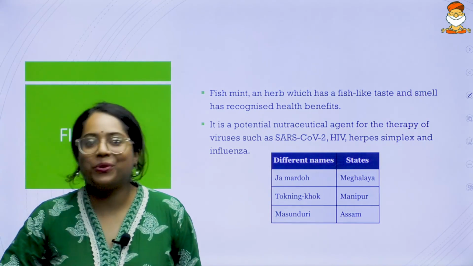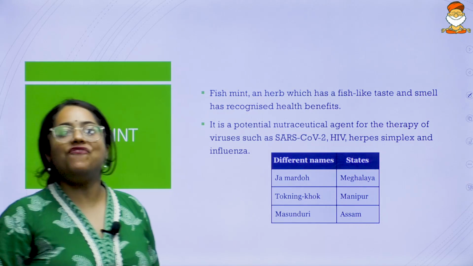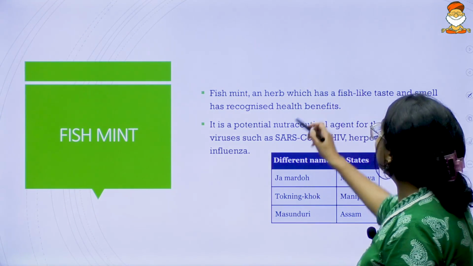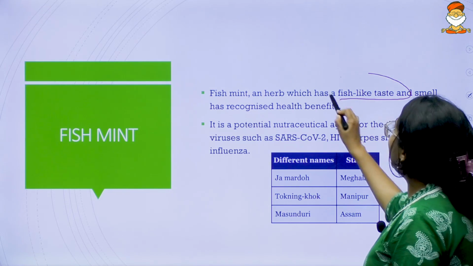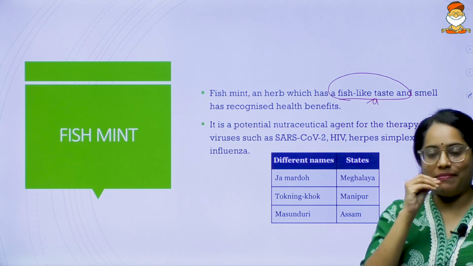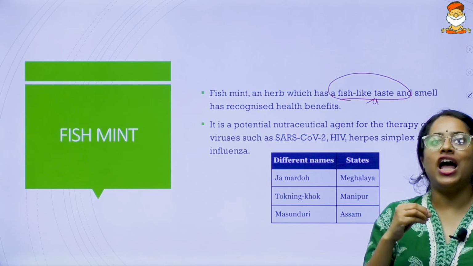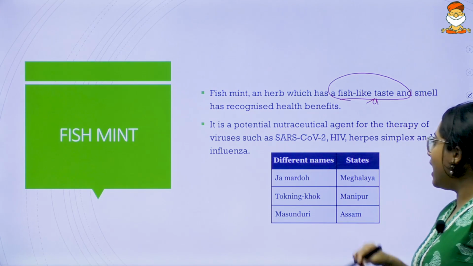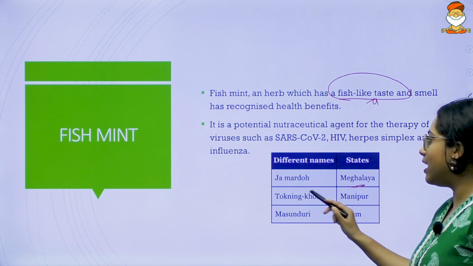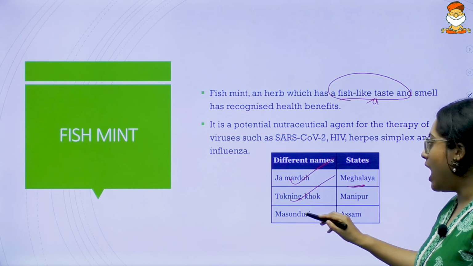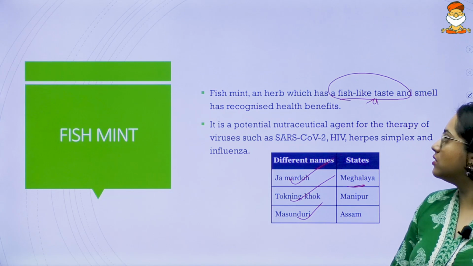Another species that I would like to discuss with you is fish mint. Fish mint is a herb which has a fish-like taste and smell. So it has the smell and the taste of fish, and it has so many other health benefits also. In India, it's known by different names. In Meghalaya, it's called Ja Mardo. In Manipur, it's called Tokning Kok. And in Assam, it's called Masunduri.